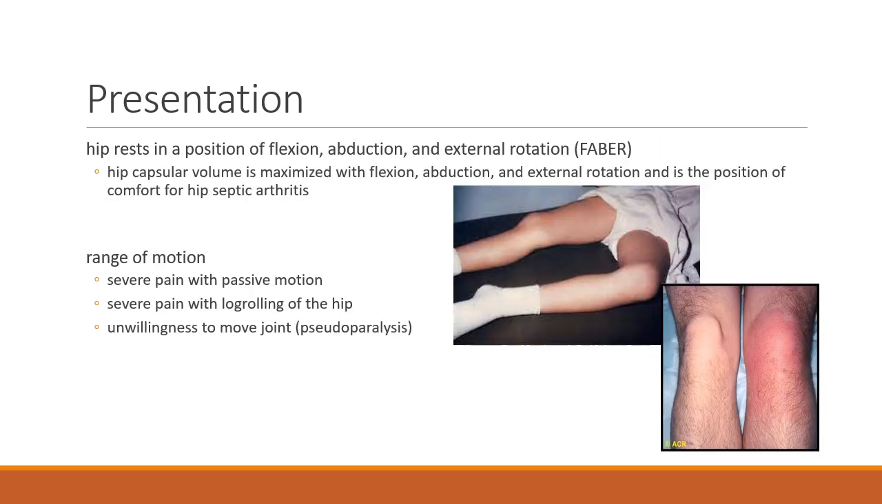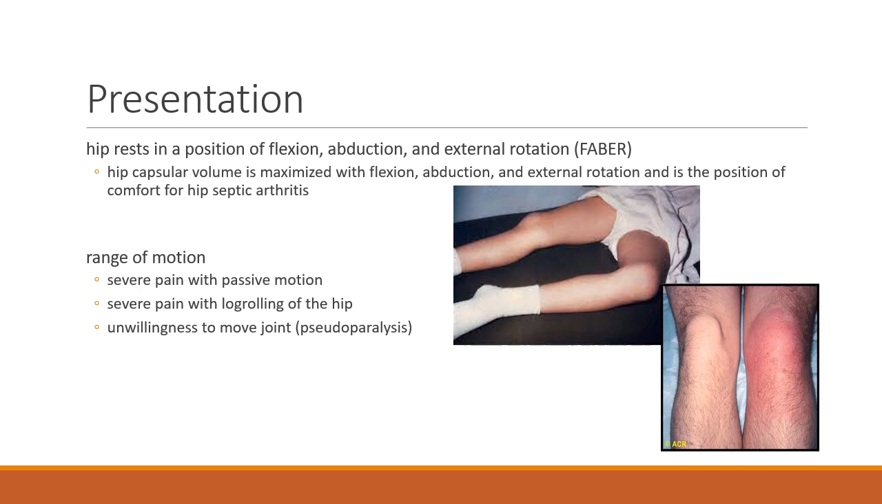The patient usually will hold the joint and the limb in a certain position that maximizes the intracapsular volume of the joint, so it can hold that amount of effusion and inflammatory process secretions. For the hip joint, the position that the patient prefers is usually flexion, abduction, and external rotation, as you can see in the right image on the top.